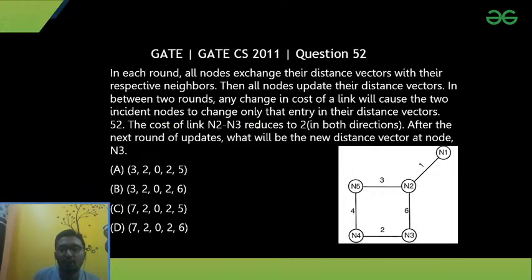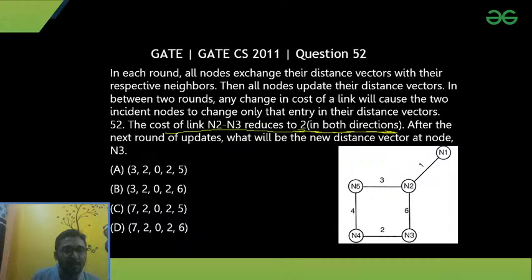The cost of link N2-N3 is reduced to 2 in both directions. Here the main question starts. The cost of link N2-N3 reduces to 2 in both directions. The links do not actually have any direction, so it doesn't matter. After the next round of updates, what will be the new distance vector at node N3?